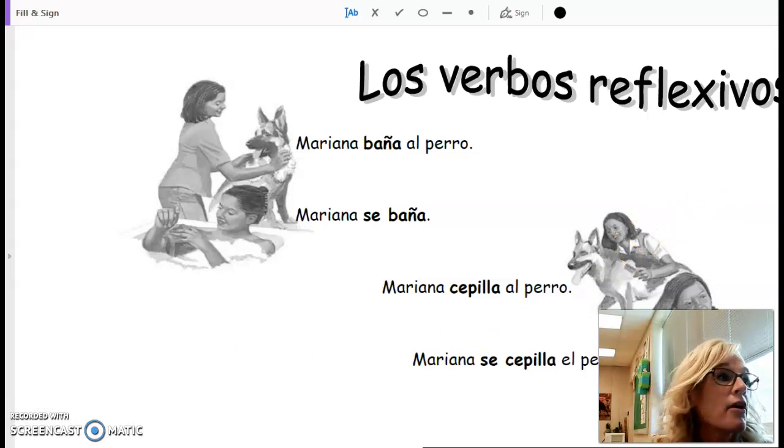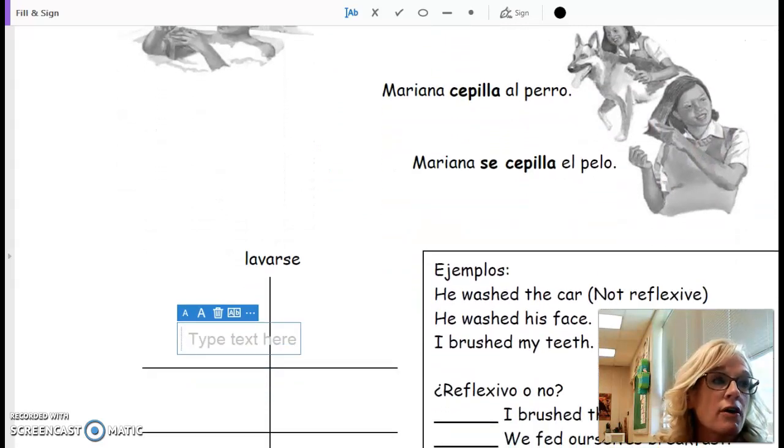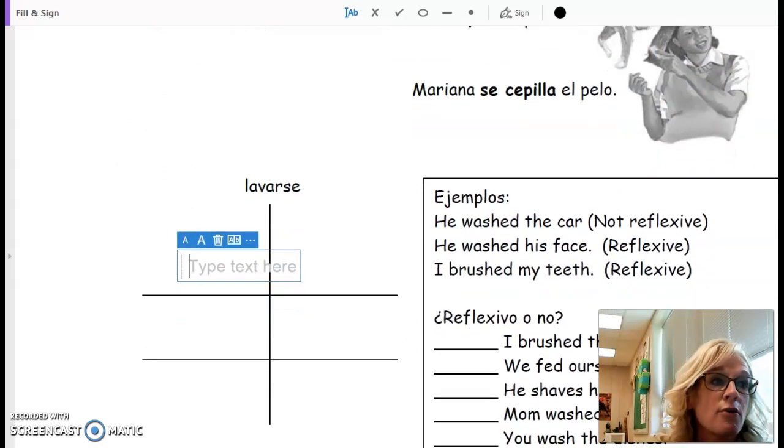So you can see that Mariana bathes the dog versus Mariana bathing herself. And we can see Mariana brushes the dog versus Mariana brushing her own hair. So in order to conjugate a reflexive verb, see how there's something there called se. Se is a reflexive pronoun and it follows the verb, okay? It follows the AR, the ER, or the IR. So when you have a reflexive verb, you always have to take that se and chop it off and move it to the beginning.